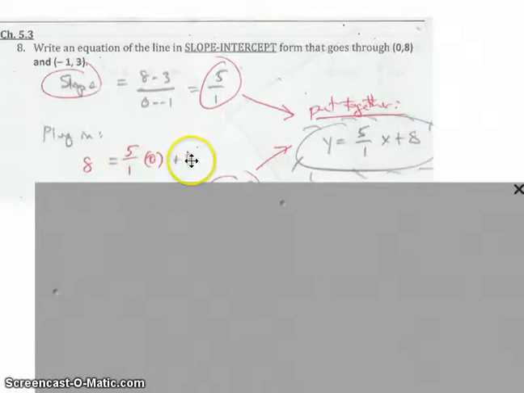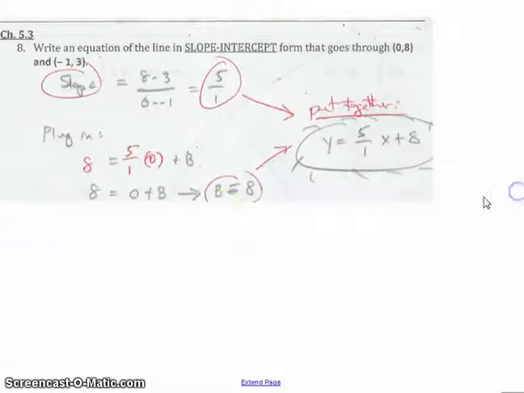So what this is saying is that 8 equals 0 plus b, or in other words, 8 equals b. Well, there's my b, my y-intercept, and my slope. That's all I needed. I put them together, y equals 5x plus 8. That's my answer to this first question at the top of page 3.